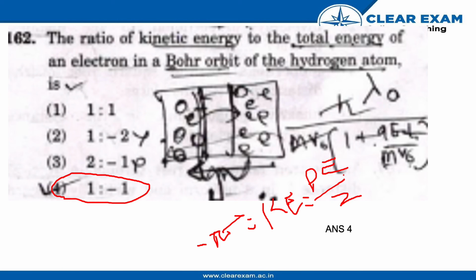So the correct answer of the following question, the ratio of the kinetic energy to the total energy of an electron in a Bohr orbit of the hydrogen atom, is 1 is to 1.